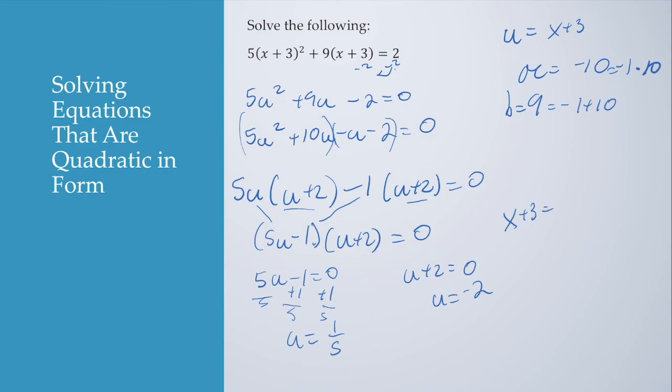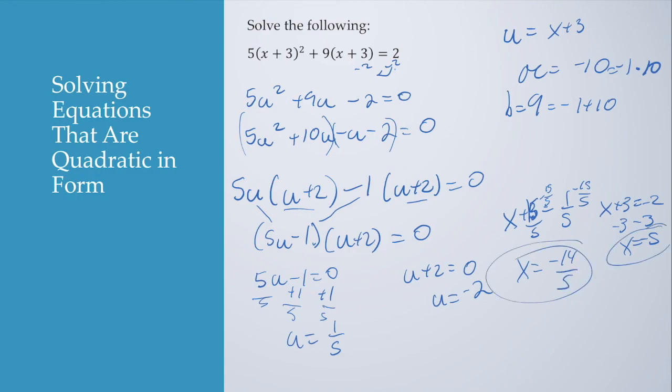Now, u isn't the answer. u is x plus 3. So I have x plus 3 is 1/5, and x plus 3 is negative 2. So I get x is negative 5. If I rewrite 3 so that its denominator is 5, that gives me 15/5. So I'm going to subtract 15/5 from both sides. So I get x is negative 14/5 and x is negative 5. Those are my two zeros for this equation.